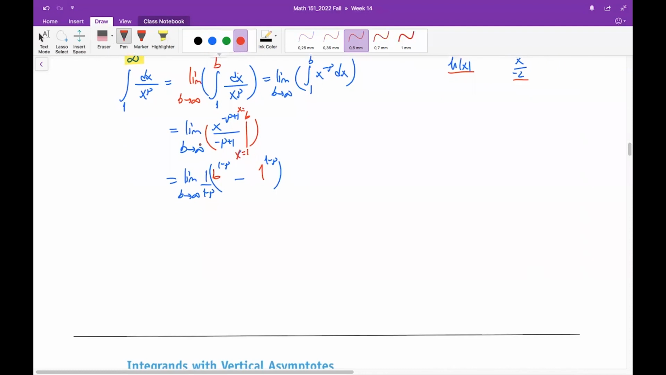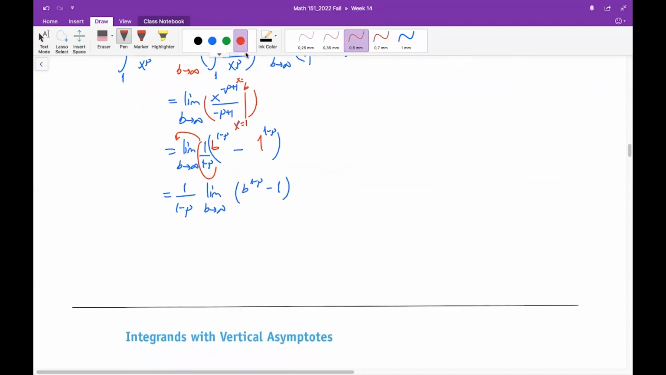And then you take this constant out from the limit because it does not depend on b, right? So 1 over 1 minus p, limit b goes to infinity. We will deal with this limit now, minus 1. Okay, so at this point, we need to think smart. Let's consider it like that.